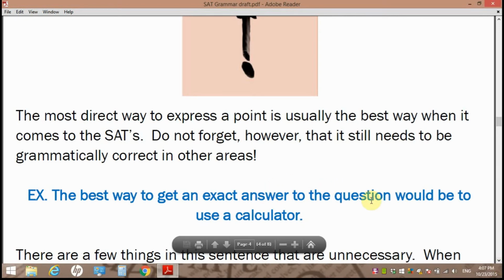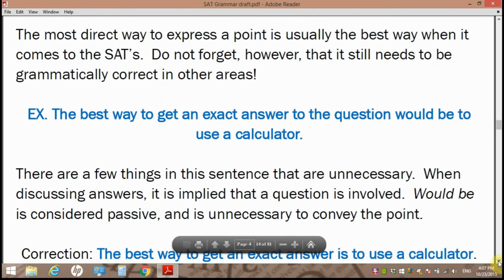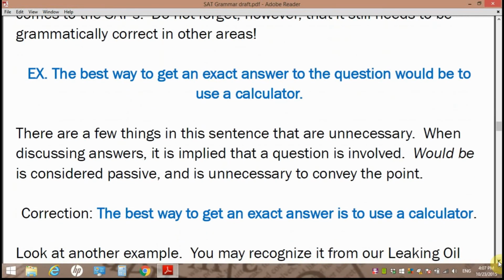So looking at answer and question, generally speaking, when you're talking about an answer, a question has been asked. So we can take out this prepositional phrase to the question. And just again, would be is passive. So if we take out the prepositional phrase to the question and we take out this would be, wishy-washy passive verb, our sentence is restated more concisely. The best way to get an exact answer is to use a calculator.